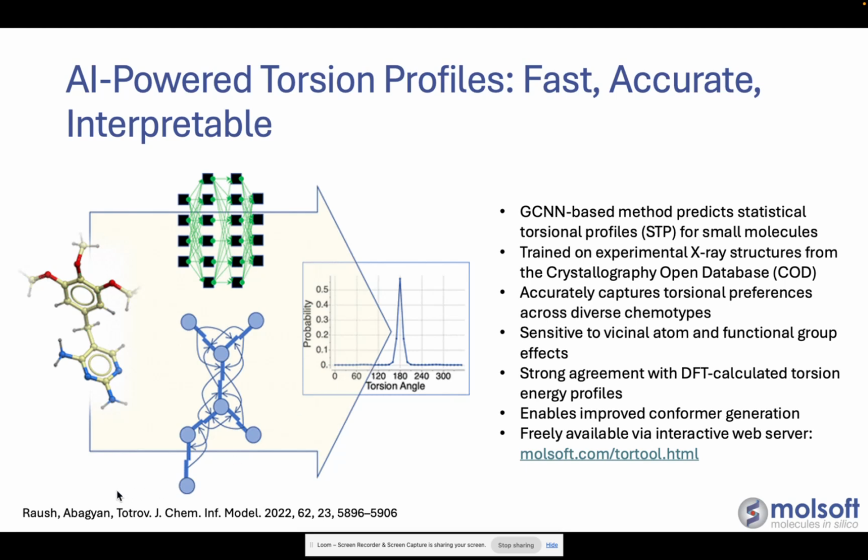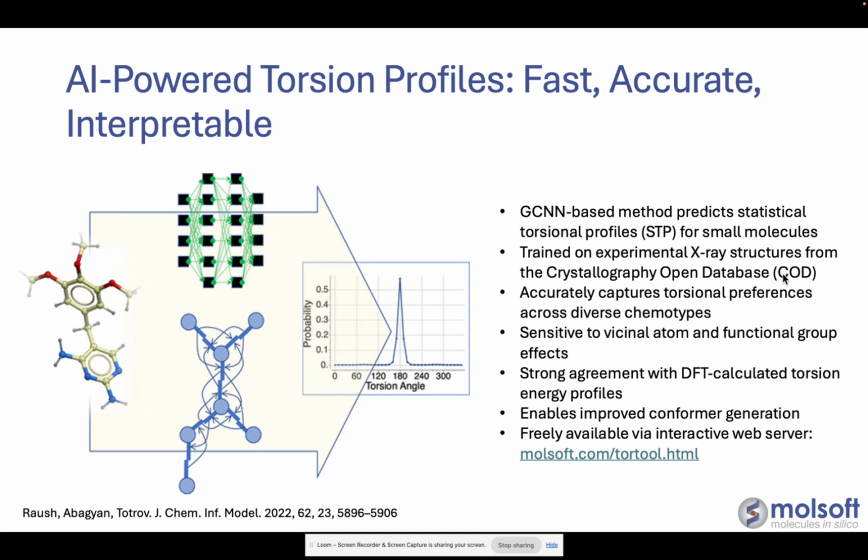In this paper by MolSoft scientists Eugene Raush, Ruben Abagyan, and Max Totrov, they describe a graph convolutional neural network method, GCNN, for learning and predicting statistical torsional profiles, STPs. The approach involves training a specialized GCNN torsion profile model on structures from the Crystallography Open Database. The GCNN STP model effectively captures torsional preferences across a wide range of torsion rotors and accurately accounts for the influence of nearby atoms and functional groups.